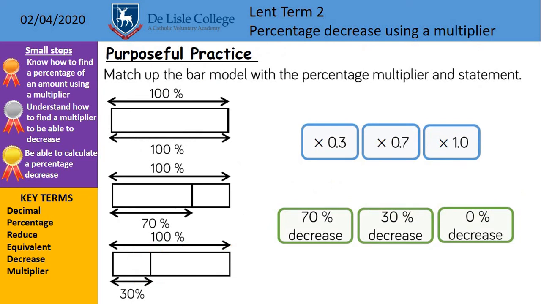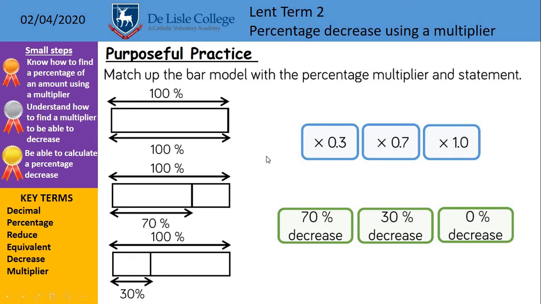Have a look at this question here. You could pause while you do. Let me just quickly explain. It asks you to match up the bar model with the percentage multiplier. So you need to match each of these bar models to one of the decimal multipliers and one of the correct descriptions. As a hint, I might look at these first.